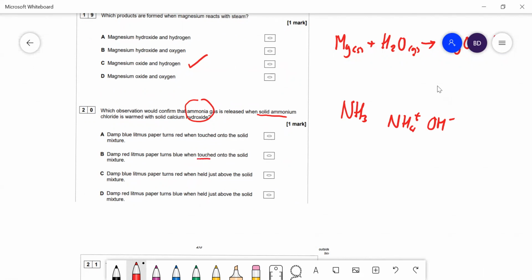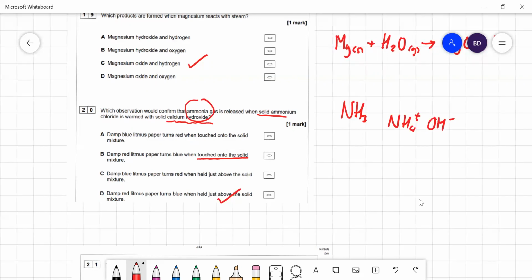You shouldn't touch the solid. No. You just wave it about in the gas above. When it's held just above the solid, damp red litmus turns blue. If you touch the solid calcium hydroxide, because that is alkaline and slightly soluble, it will turn blue. It won't show you that you've made ammonia gas, though. It will just mean that you've got something in the solid which dissolves to give an alkaline solution.